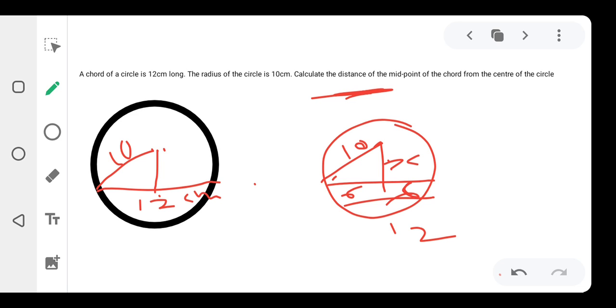You understand what I'm saying now? This is what I want to look for. The total length is 12, and I split it into what? Into 6 and 6, which is still the same thing as 12 as the total length of the chord. Alright, now in this case we are going to use what they call Pythagoras theorem.